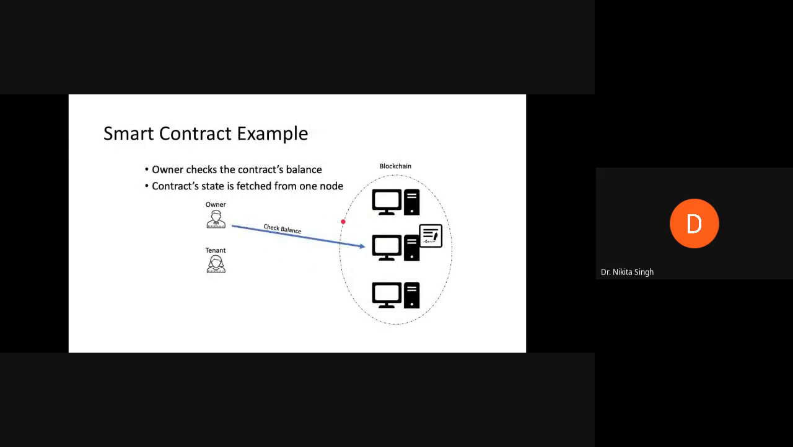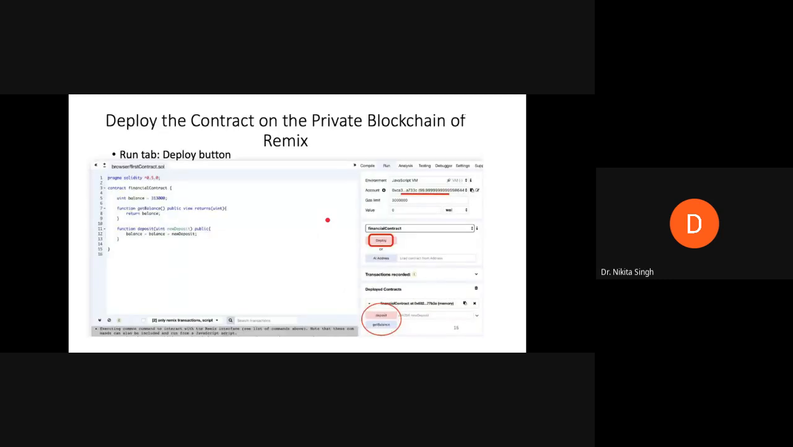So these are some examples where you can use smart contracts. To check the contract's balance, you can implement some kind of mechanism for rent paying, or you can use it to implement a supply chain management scheme, whatever. Now we will move to how we can use Remix, Ganache, and MyEther wallet to implement the smart contracts.